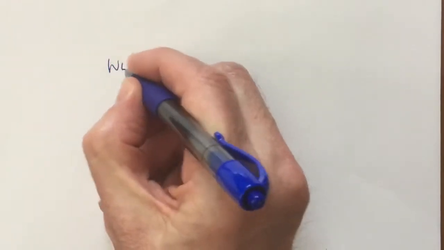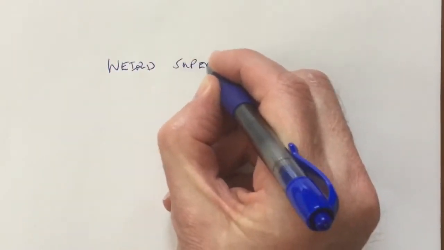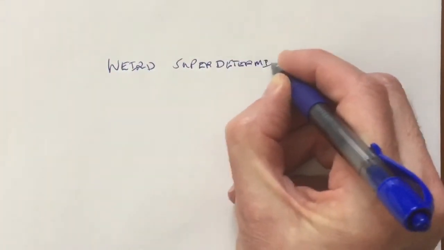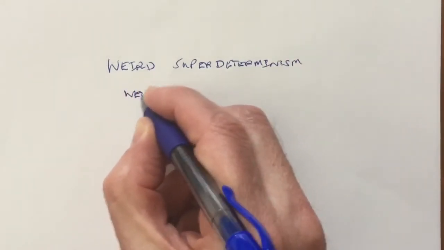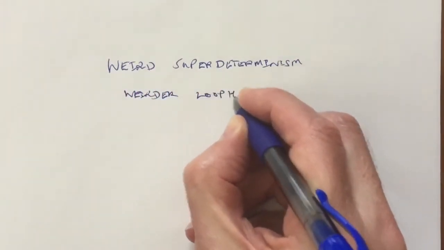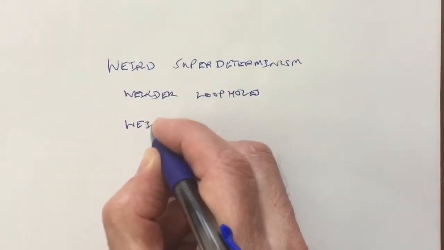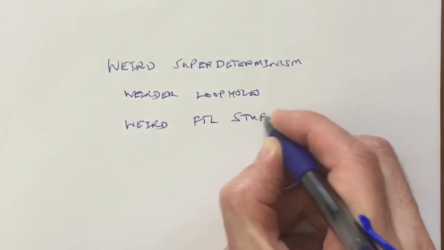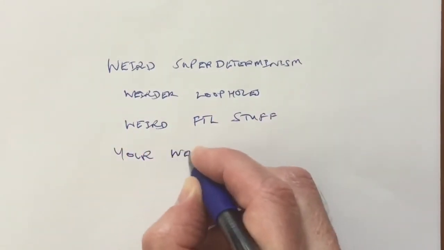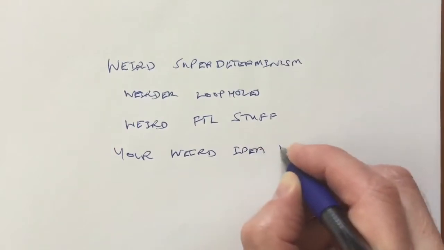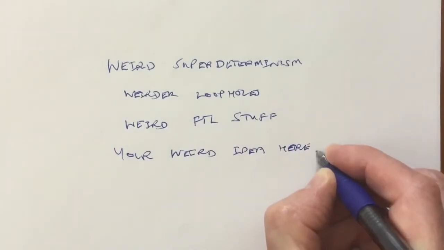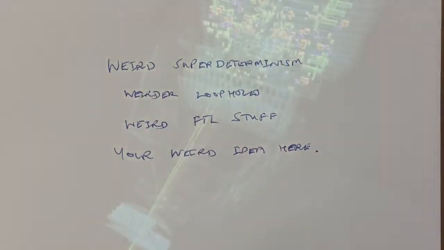The problem is not that we can't think of a way for events to be caused by something, but that there are so many ways. We have no way to tell whether any of the ways we've thought of is even remotely right. We have weird superdeterminism, weird loopholes, weird faster-than-light stuff that we can't detect, or your weird idea here.